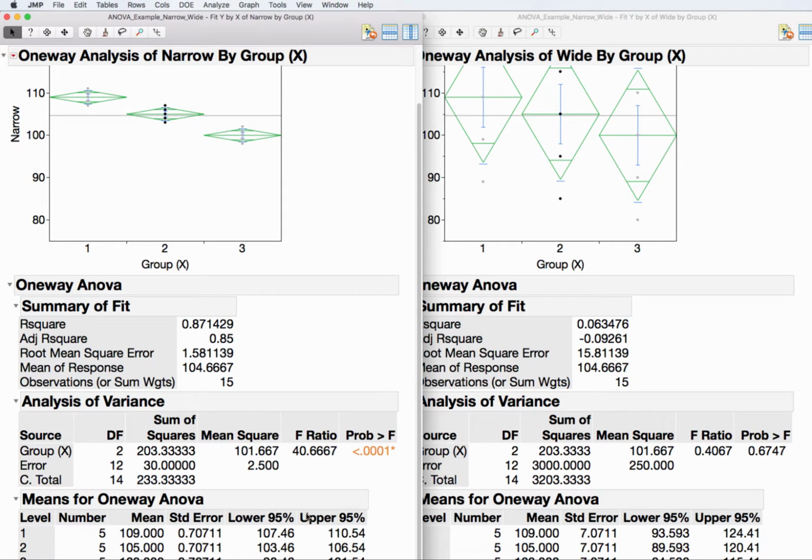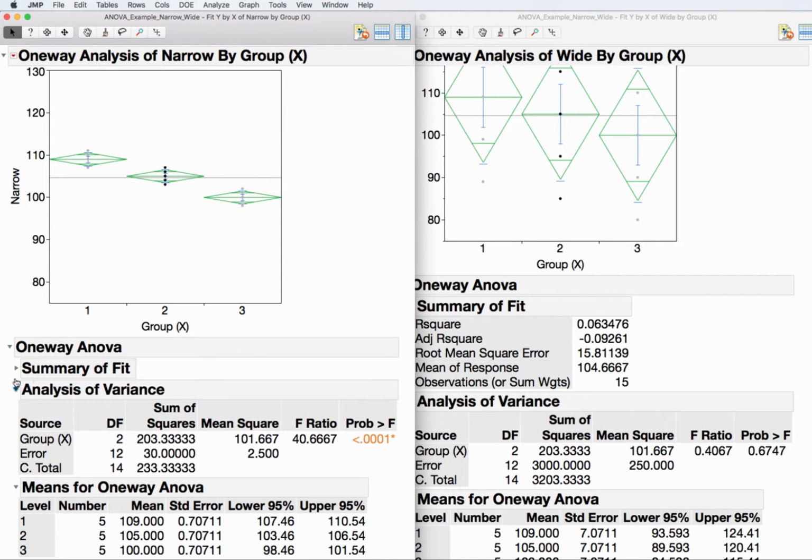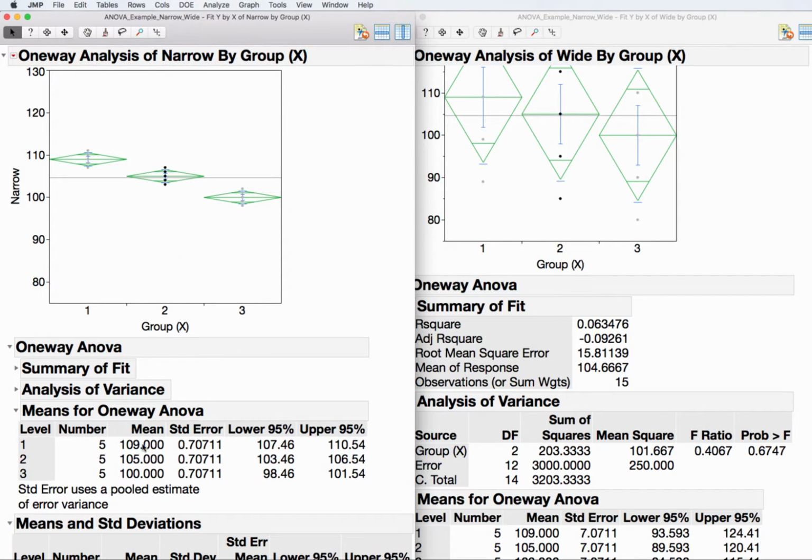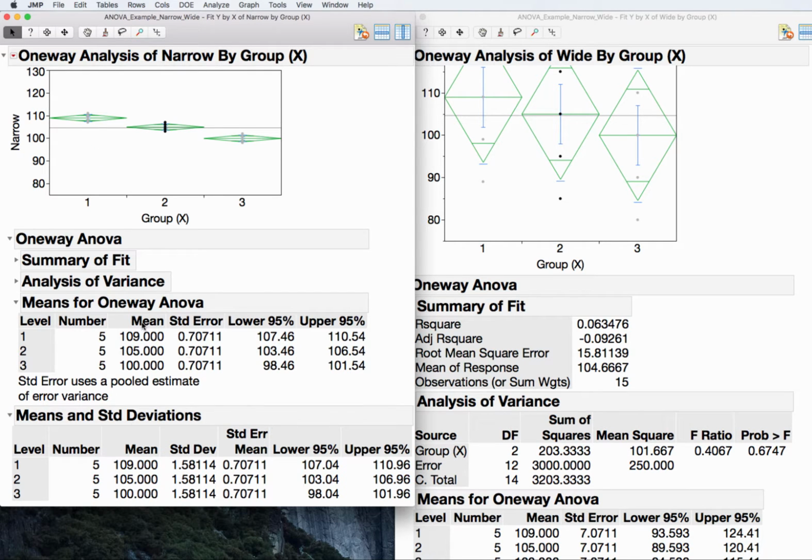And those are the same as in the means and standard deviations report, which if I bring up here, you can see that the means and standard errors match. But what you don't get in the ANOVA table is the standard deviation. And when you are summarizing your sample, you want the standard deviation. Also note that JMP has told us that we have standard error using a pooled estimate for error variance. So this was an equal variance ANOVA.